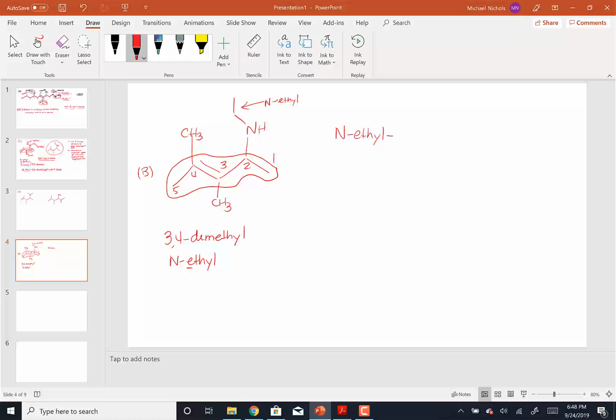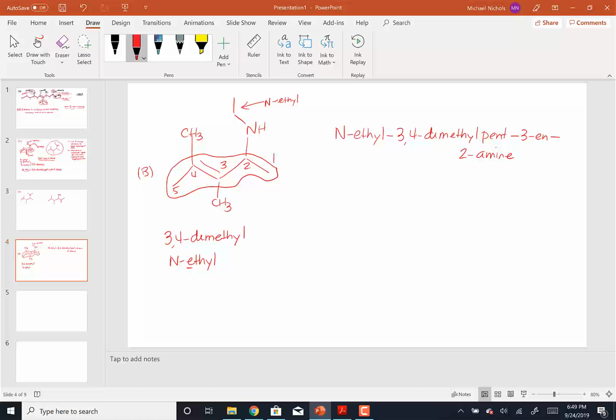So this is going to be an N-ethyl 3,4 dimethyl, and then the total number of carbons in this case is 5, so this is a pent. Is it an alkene, alkane, or alkyne? It's an alkene, so we put the number in of 3-ene, and then the amine is at carbon 2, so it's a 2-amine. So N-ethyl 3,4 dimethyl pent-3-ene 2-amine is the name of that.